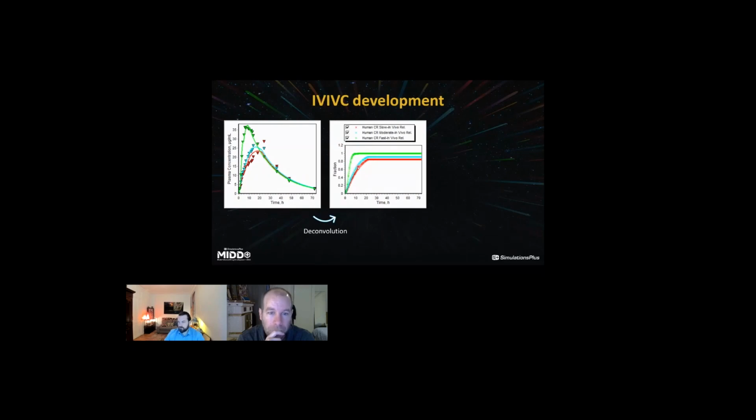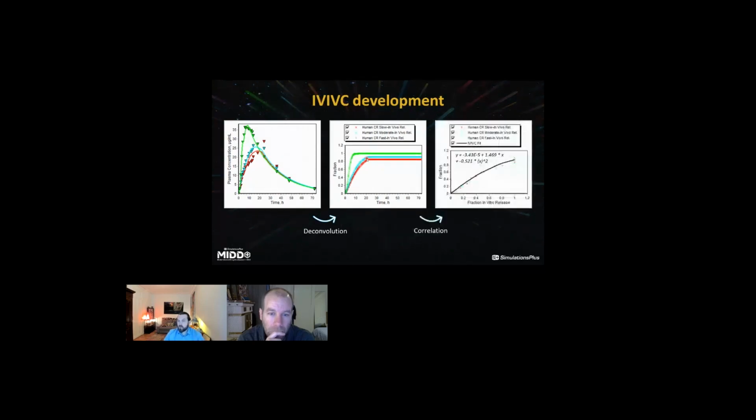Once we had those in vivo release profiles, and because we had the in vitro release profiles, we could build the IVIVC. You can see the equation here, which is a second-order polynomial. On the x-axis we have the in vitro release, and on the y-axis the in vivo release. So we were able to build a level A IVIVC.